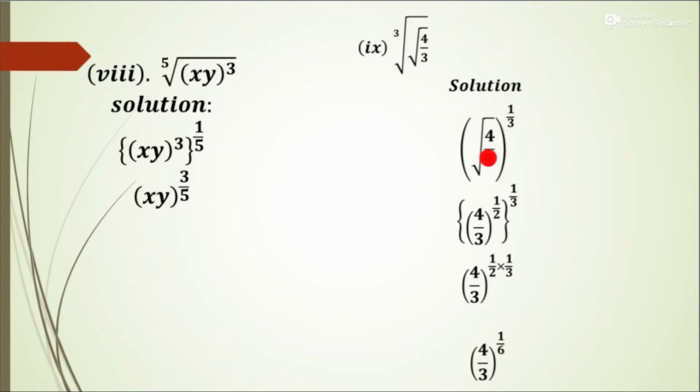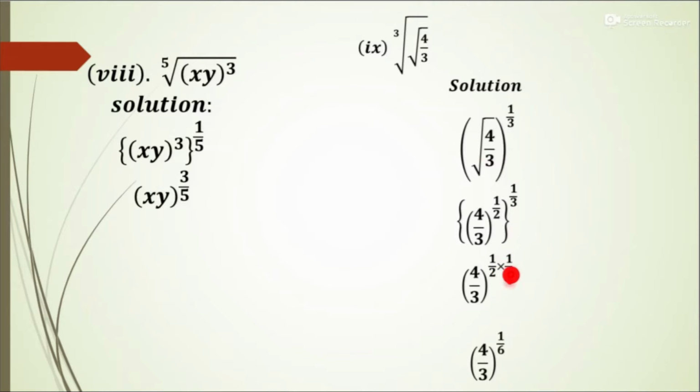Now in the next step we change this root again. When there is no number, we can consider the root as 1 upon 2. If there is a 3, we can write the power of the root as 1 upon 3, and if the root is in this form, we can write its value as 1 upon 2. Now again both numbers are multiplied, 1 upon 2 multiplied by 1 upon 3.